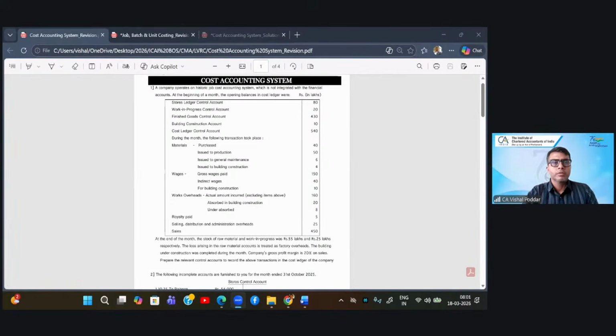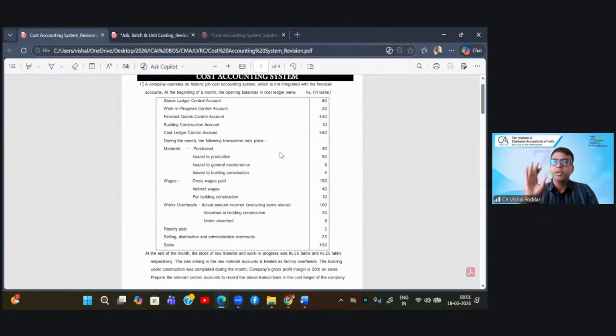Now here, why have I selected this? Because this question has one extra account and three new adjustments than what we have discussed. The extra account in this sum is the building construction account. Many times you have studied in accounts also that whatever assets are required, you are yourself constructing those assets. You are yourself creating those assets.